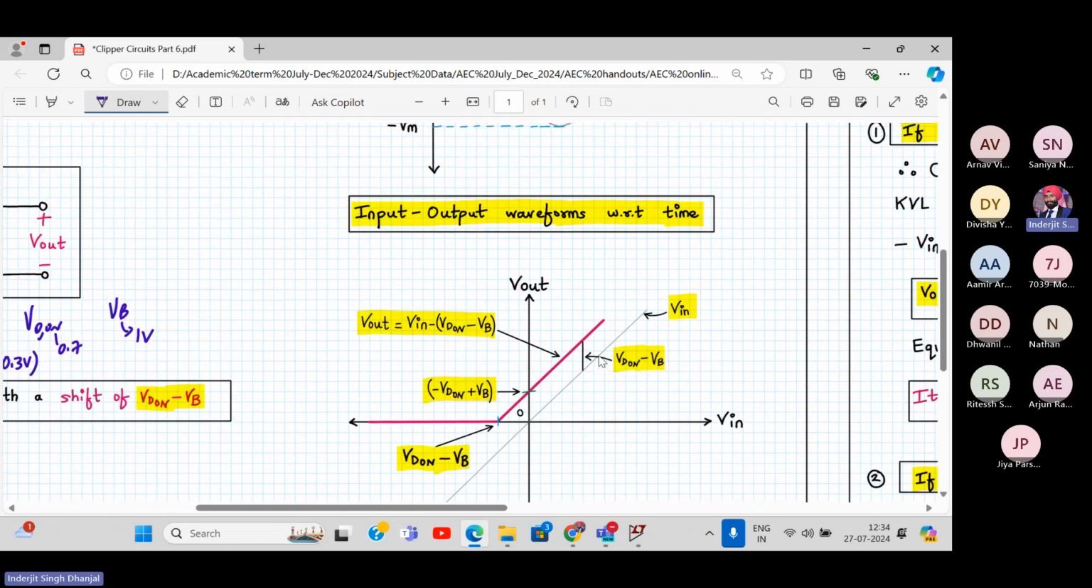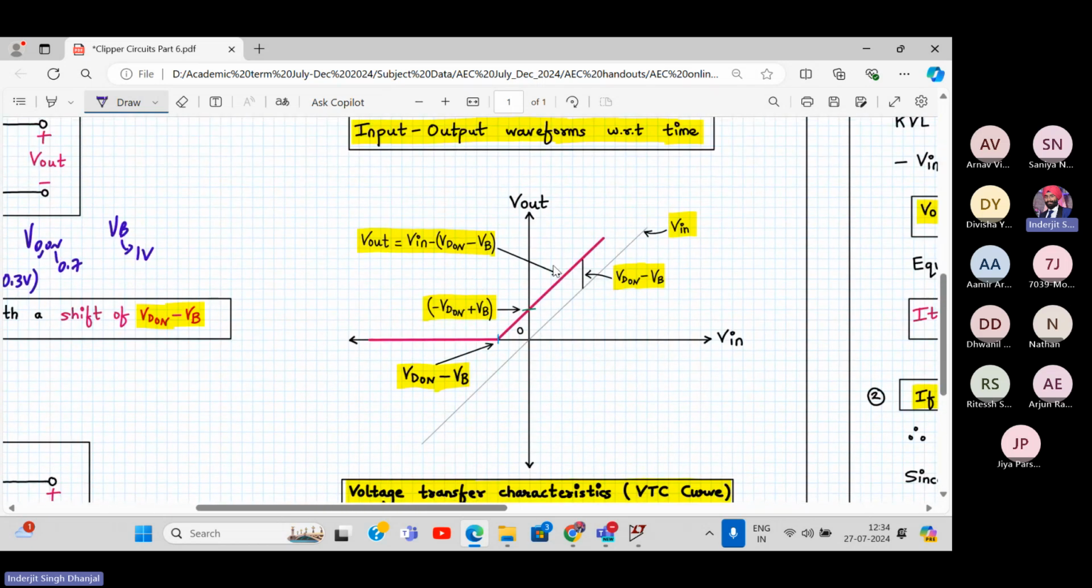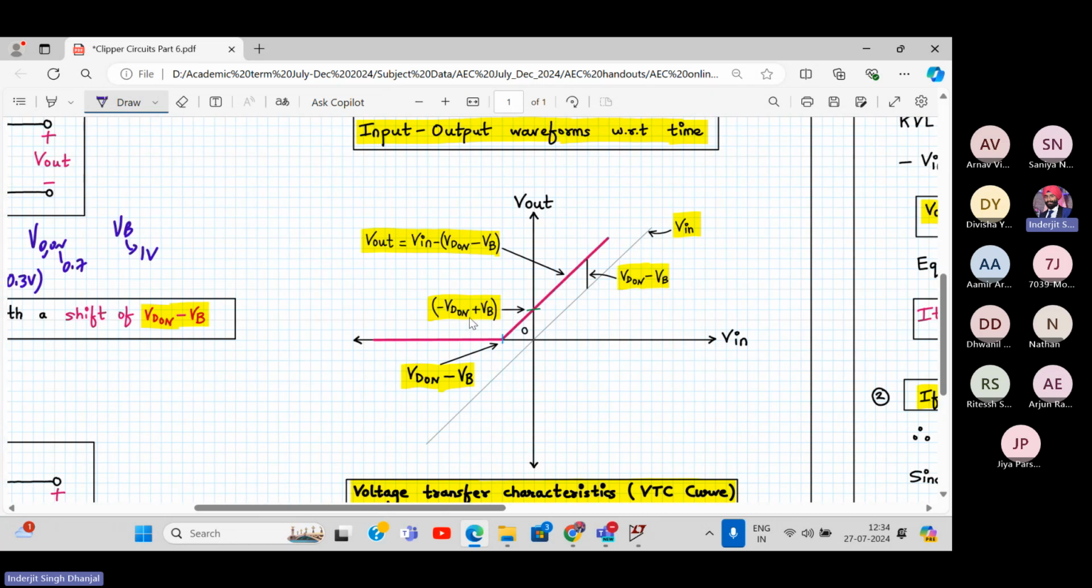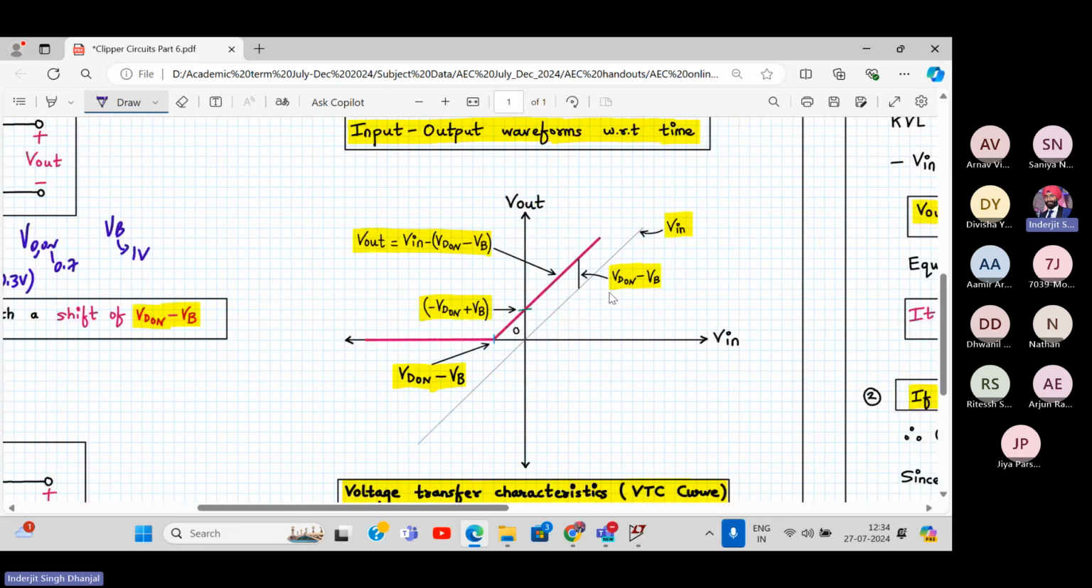Now plot the VTC curve. See, this is my VTC curve. Haven't I told you VD on minus VB will be over here above? I told you all that, right? This is plus VB. Plus VB will be below, minus VB will be above. Understanding or no? So here if you find the y-intercept, it will be minus VD on plus VB. If you just open this bracket, it will be Vin minus VD on plus VB. So this is my y-intercept. So this will be the line parallel and this will be my clipping level over here.